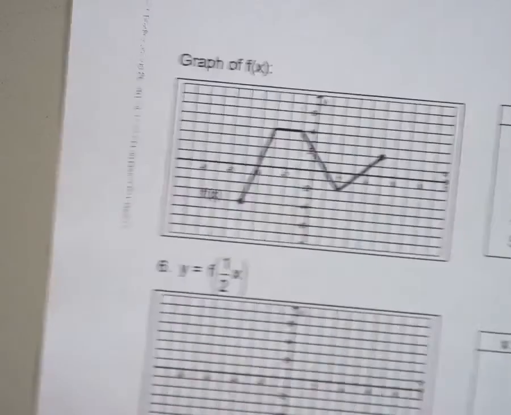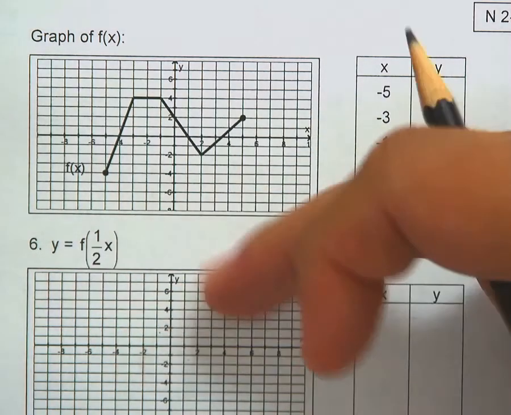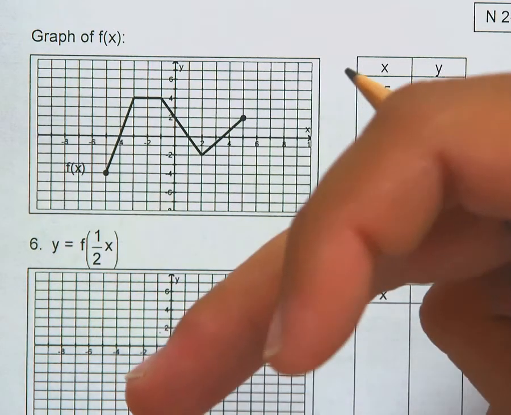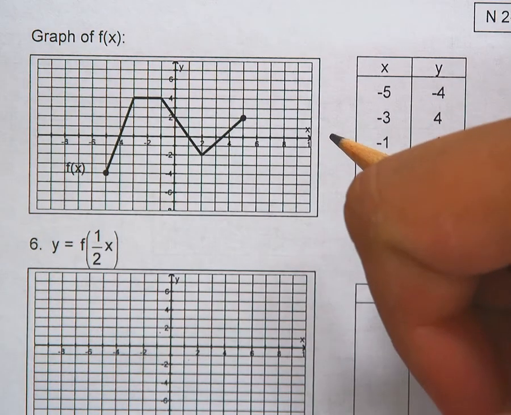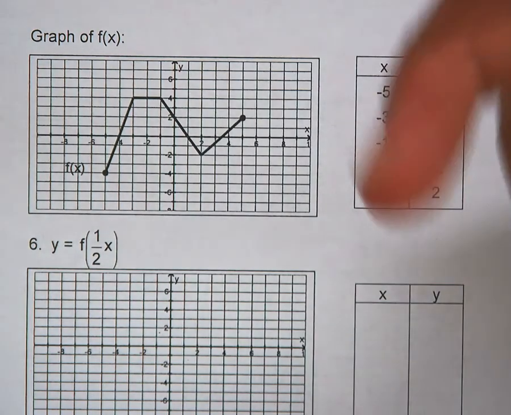Let's go to the back page. Let's keep doing some of these here. This is the original again. Same thing as on the front. Now we have 1/2 of x. So originally we were dividing by 2, right? Or multiplying by 1/2. So what are we going to do to counteract that?